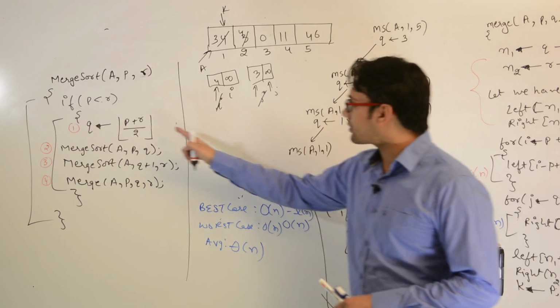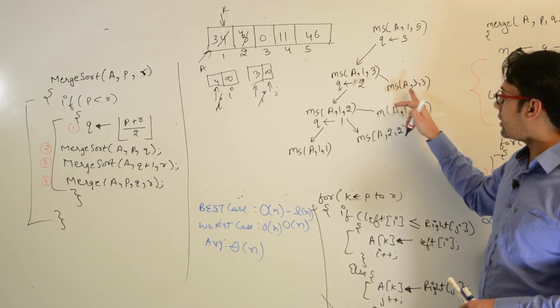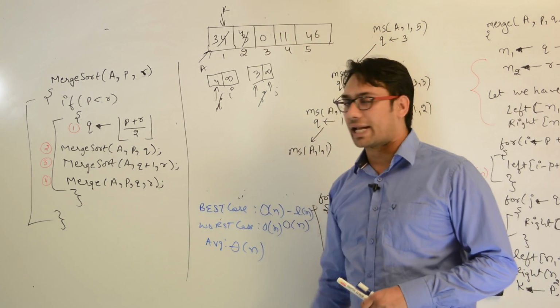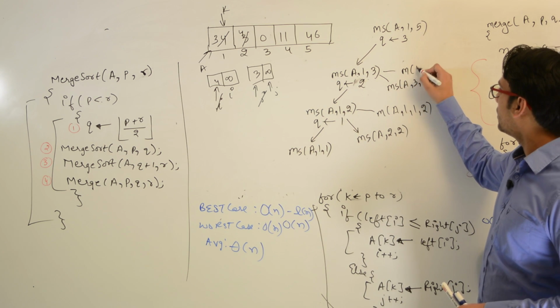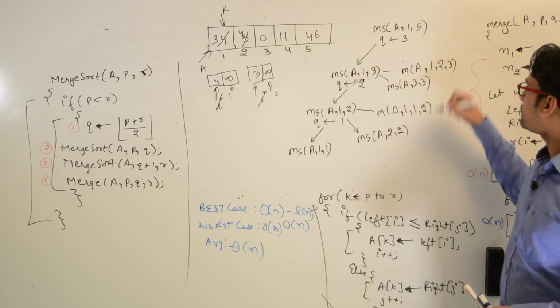So this p is not less than r, because 3 is not less than 3. So nothing will be executed here. So we'll go back to this statement, and this is now going to execute line number 4, and line number 4 is going to say merge a 1 comma 2 comma 3.